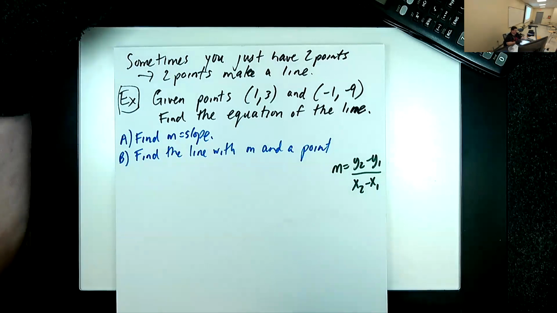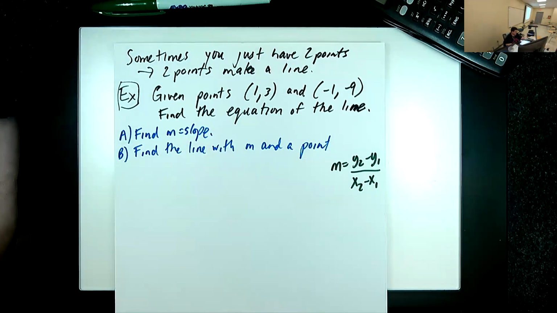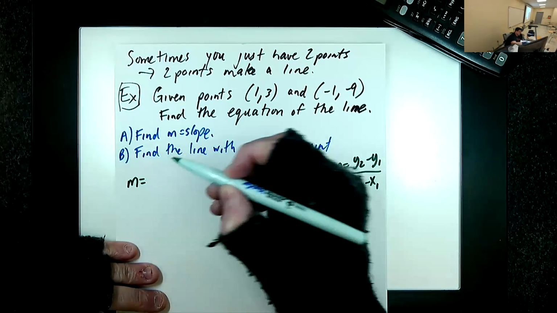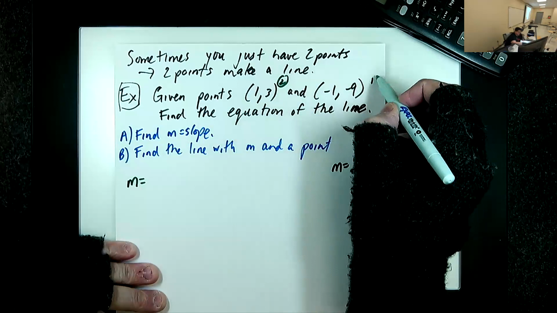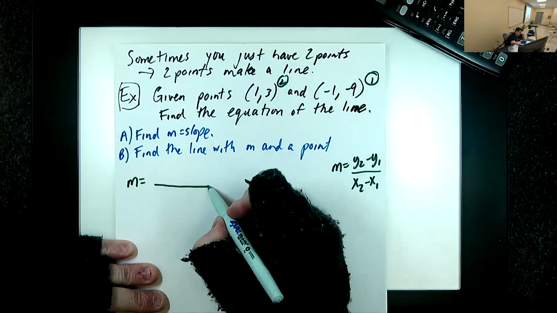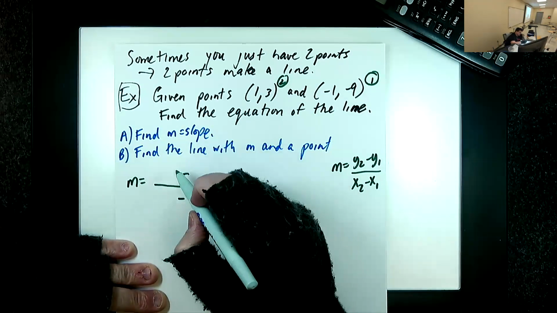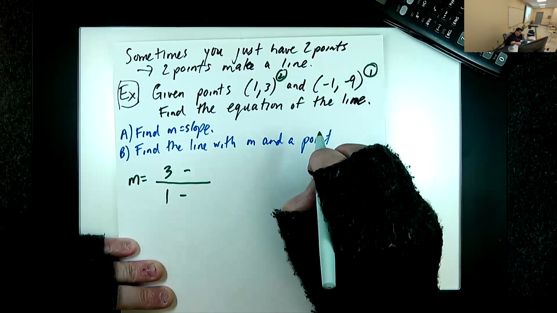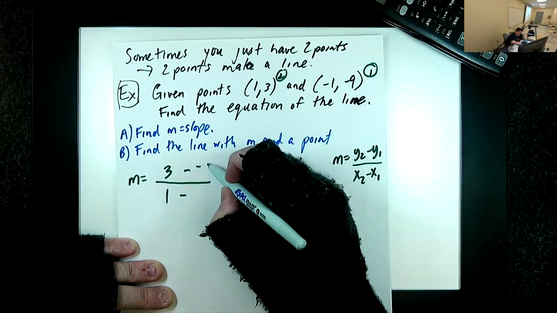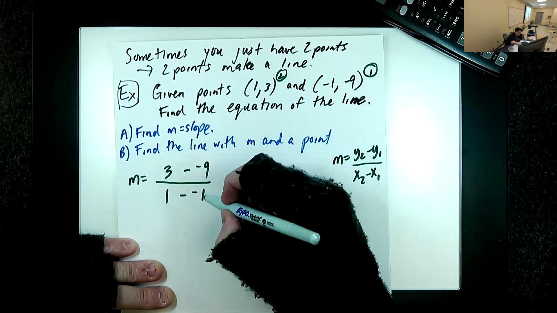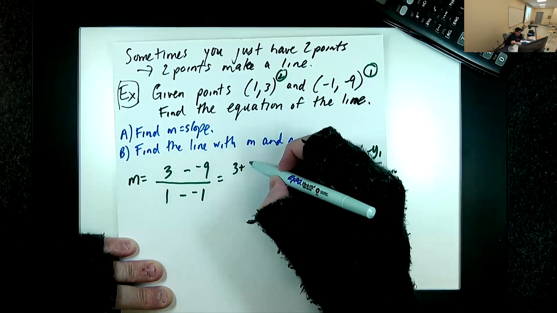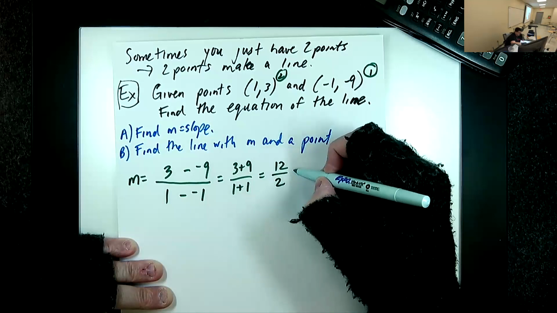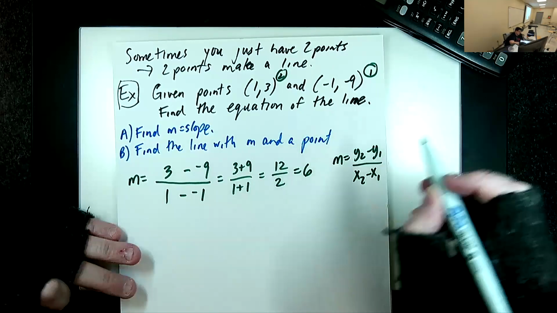Ready? Okay. So let's go through and find the slope first. I'm going to call this point 2 and I'm going to call this point 1. So y2 is 3 and x2 is 1. And y1 is -9 and x1 is -1. This is 3 plus 9 over 1 plus 1. 12 over 2, which is 6. So I got m equals 6.